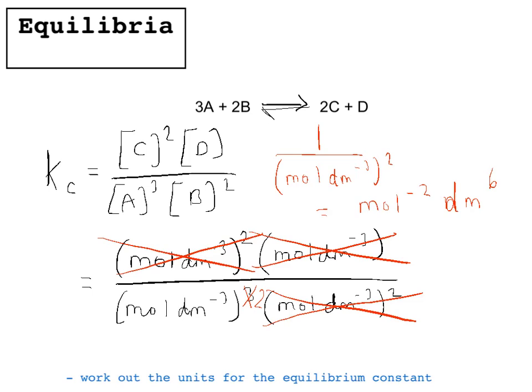On occasion, you might get a Kc value that has no units, and that's where the powers of the concentrations on the top equal the powers of the concentrations on the bottom, and that's fine. You just have to write no units. So the units for Kc will be different every time, depending on the powers in the expression and what you're multiplying by.